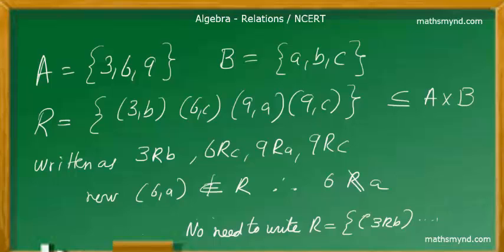Also, not a difficult point, but something which students can make a mistake on. That is, if you are writing 3RB, then you don't have to put it in an ordered pair format and then put it in brackets. That's not necessary. So that's an important point.